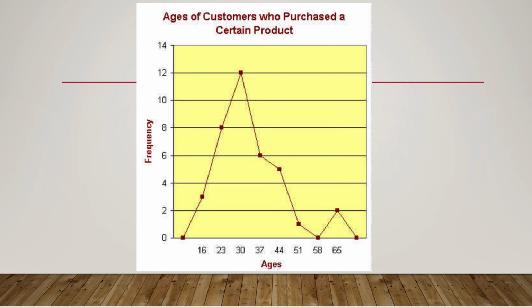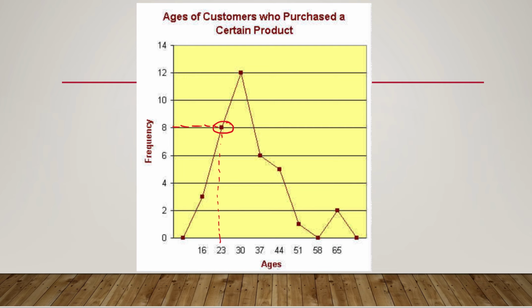All right, so before we get started, we want to be sure that we understand exactly what we're looking at. So I'm going to take one of these points, and this is the point that is going to correspond to a midpoint of 23 and a frequency of 8. So what that point represents is that there are 8 people who bought this product that were 23 years old. So there were 8 23-year-olds who purchased the product.